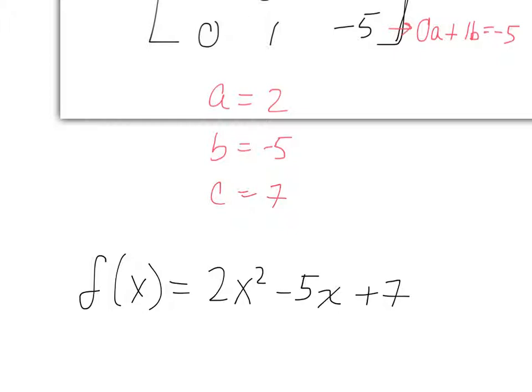Don't say, I'm going to wait till the night before the test, and then the morning of the test, I'm frantically trying to find someone to tell me how to do it. Because this is something you should be able to do: come up with a function given 3 points. All right? It's a good technique to learn how to use.